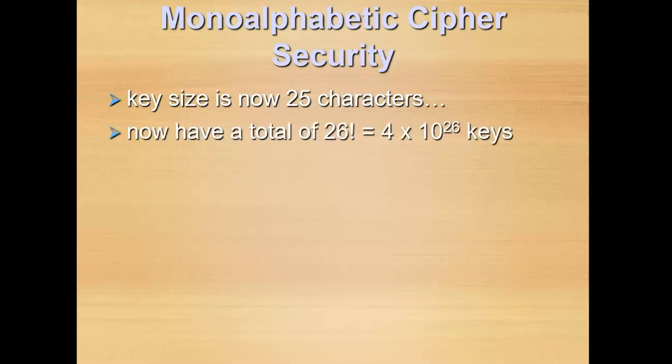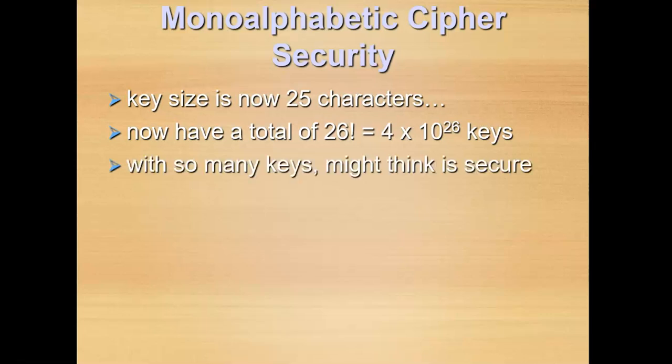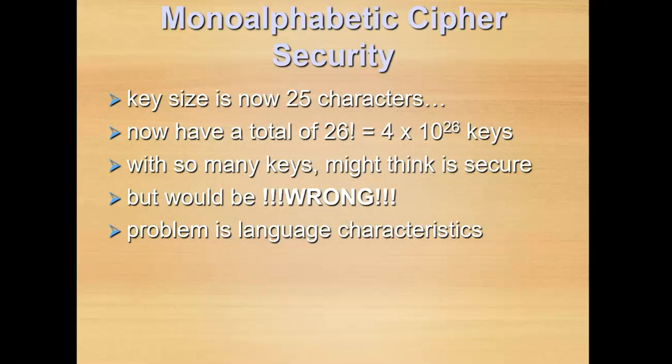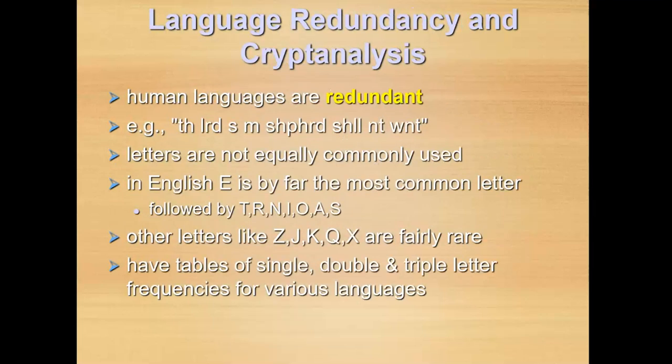The key size is 25 characters. Now we have a total of 26 combinations. So 4 into 10 power 26 keys are there. With so many keys, it is somehow secured. But sometimes what happens here is, as it is language characteristics, we can easily guess what the redundant value will be. Based on that, they can easily find out.